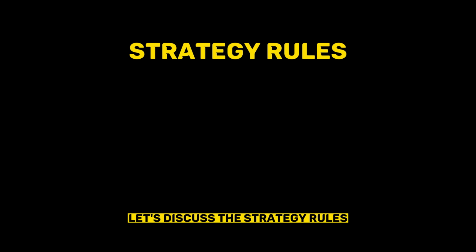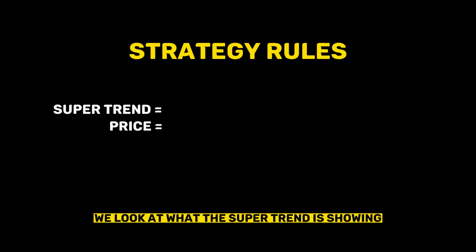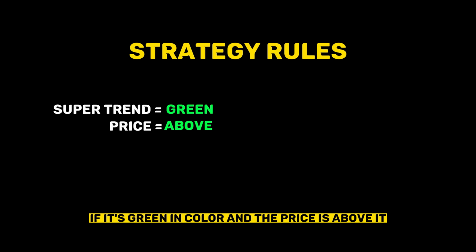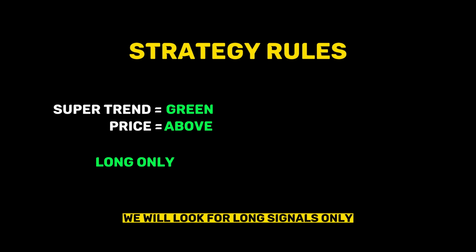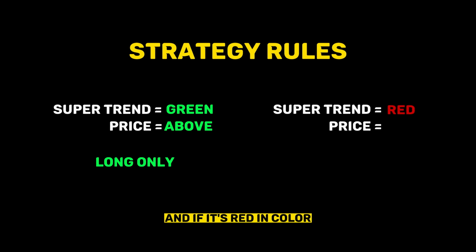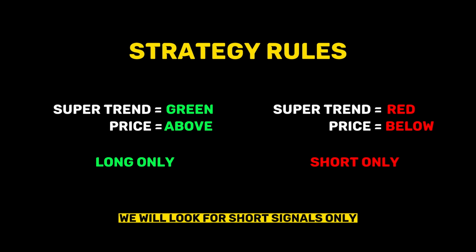Let's discuss the strategy rules. We look at what the supertrend is showing. If it's green in color, and the price is above it, we will look for long signals only. And if it's red in color, and the price is below it, we will look for short signals only.